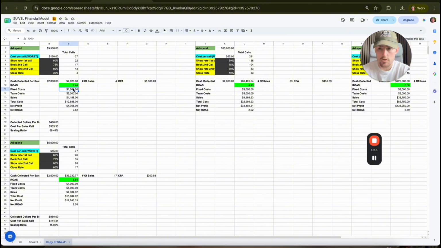Then you have fixed costs: your software, your hardware, all that sort of stuff, if you have office rent, things like that as well. 1K team costs, this can be anything. You can feel free to input this for yourself. We're just going to keep this at 5K.